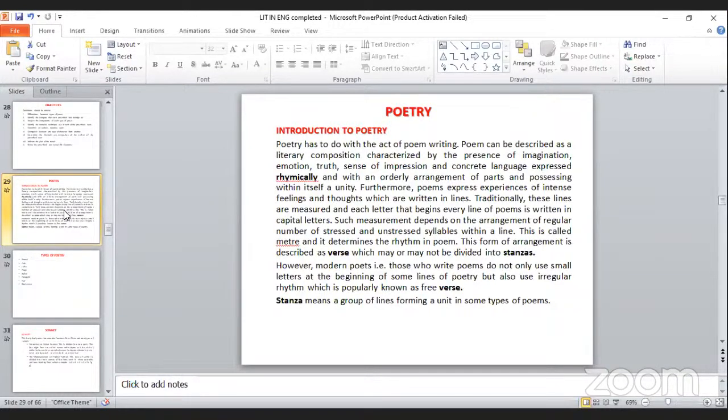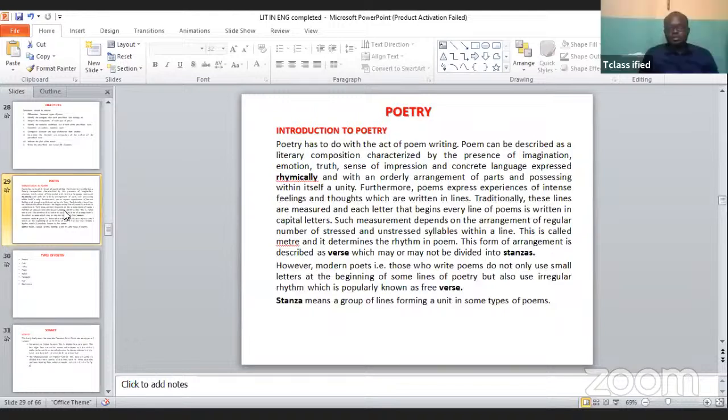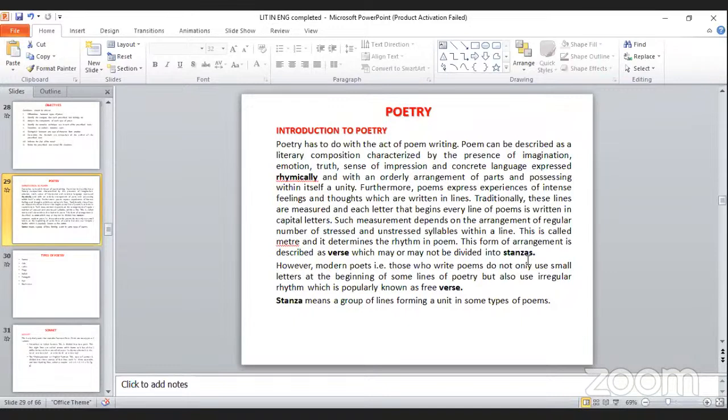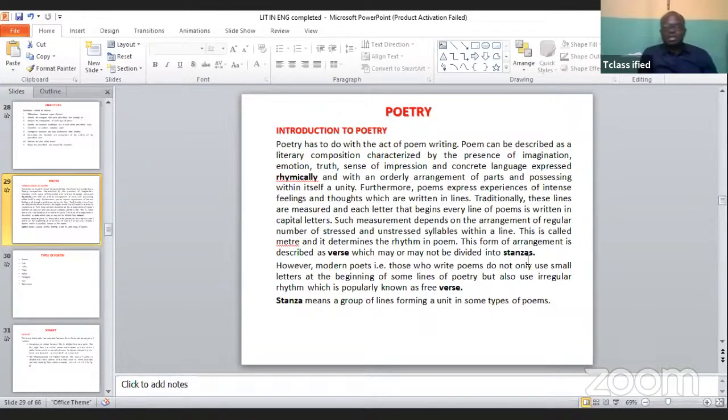Blessing, what are the two types of prose? Two types of prose. Fiction and non-fiction. Okay, so I'm going to ask the next person. Oluwaseyi, what's the difference between fiction and non-fiction? Fiction is an imaginative writing that is not real, while non-fiction is a writing that is real. Good. Perfect.